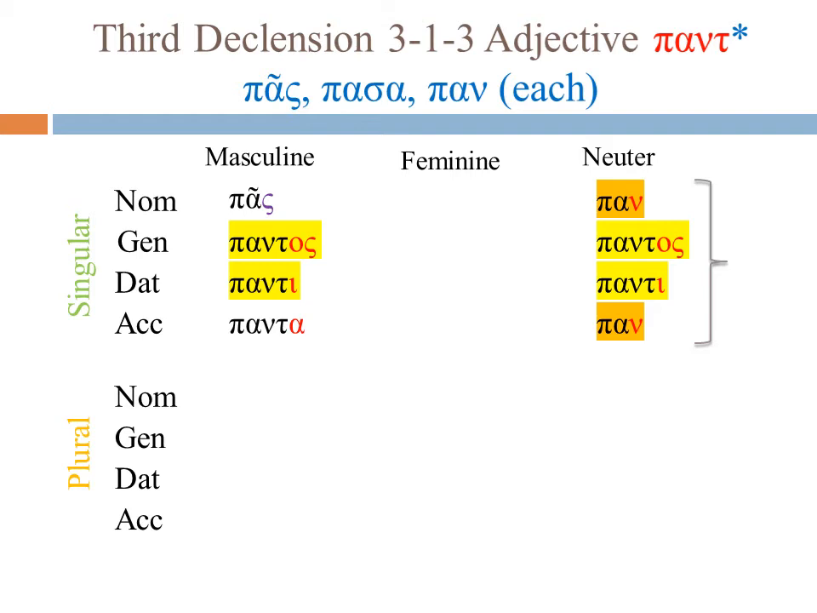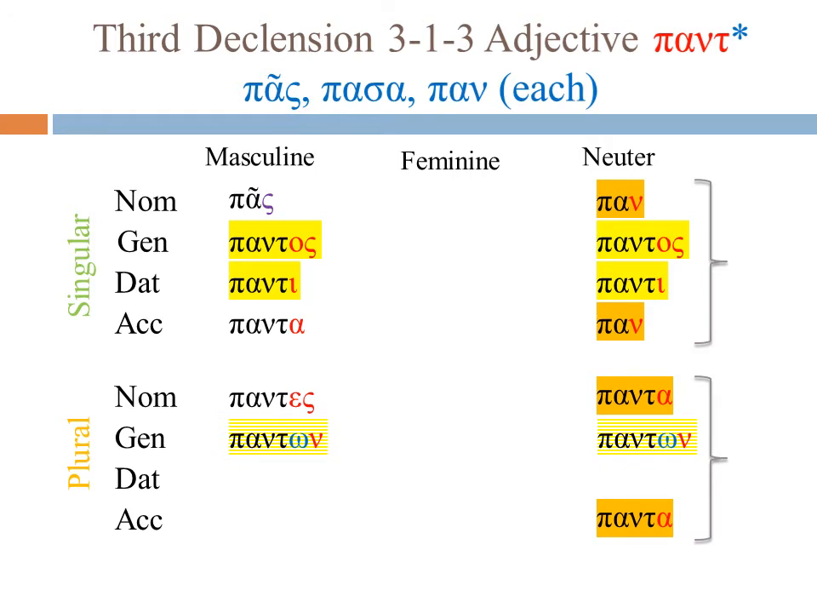The nominative, masculine, is pantes. The neuter is always alpha in the plural. So the nominative and accusative are always alpha. So we get panta, panta. Genitive is always the same in the masculine and neuter, and ōn is always the ending. So we get pantōn, pantōn.